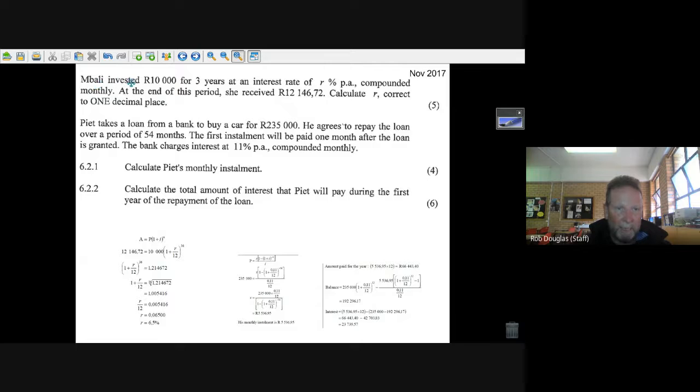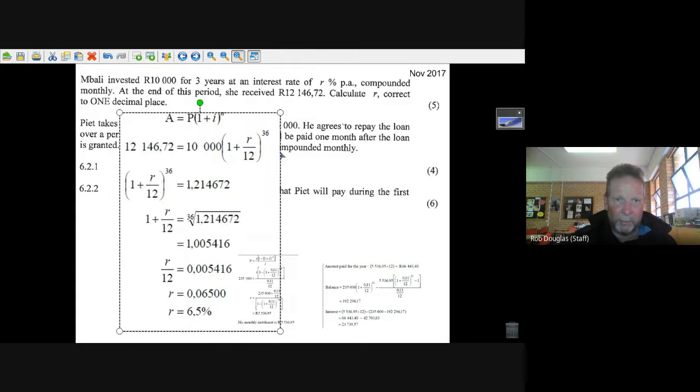In Bali, if he invests 10,000 Rand for 3 years at some interest rate that we don't know, but it's compounded monthly. At the end of this period, she ended up with 12,146 Rand and 72 cents. Well, we're supposed to calculate R. Well, this is how you do it.